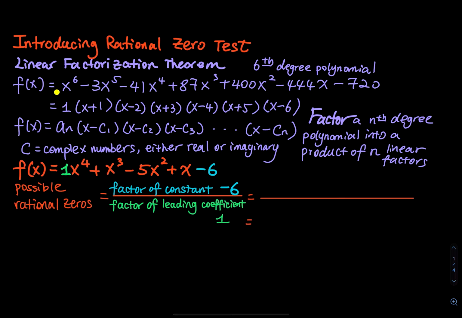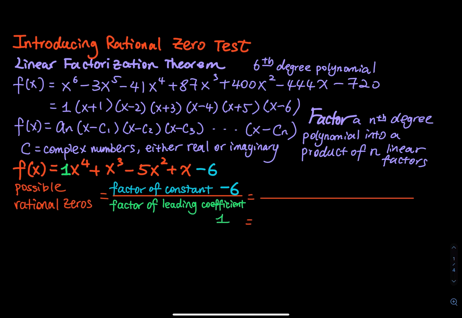We have f of x equals x to the 6 minus 3x to the 5th minus 41x to the 4th, and then you have your third power, second power, first power, and then a constant. If you factor this 6-degree polynomial correctly, you are going to get the following. So we have a 1, and this 1 stands for the leading coefficient. The leading coefficient of x to the 6 is 1, so we factor out 1, and then we have x plus 1 times x minus 2 times x times x plus 3 times x minus 4, and then times x plus 5 times x minus 6.